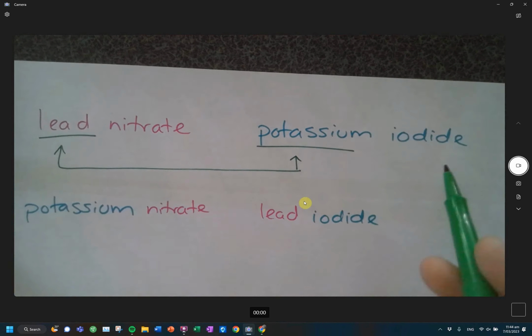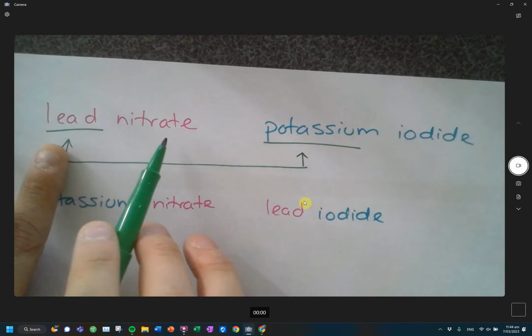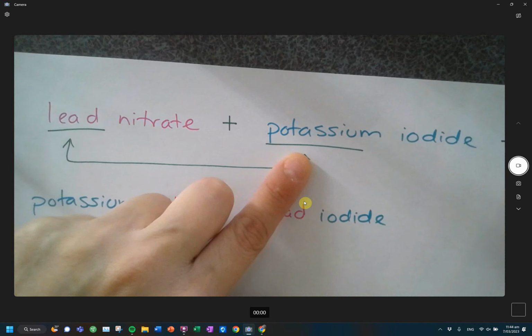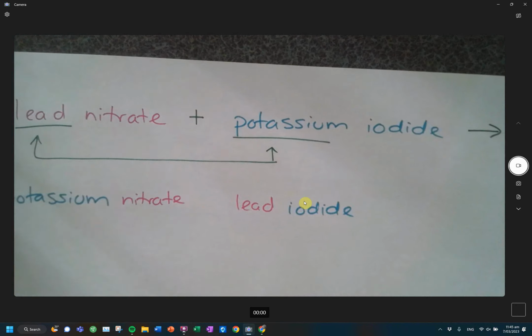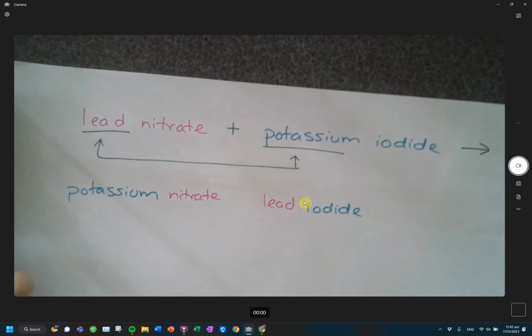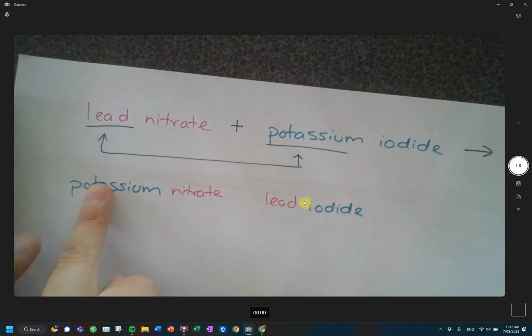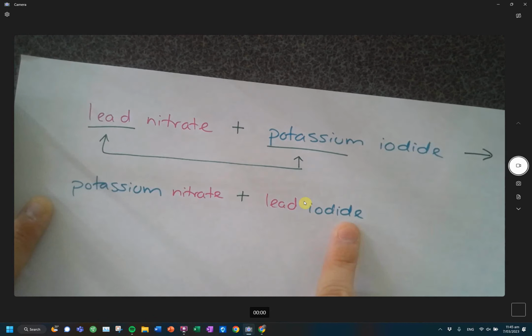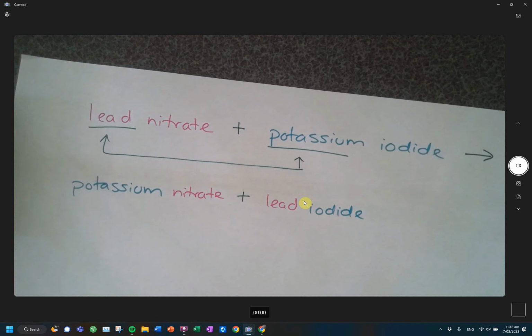Here is an example of my word equation. I've taken the lead nitrate, I added potassium iodide. I would do an arrow to show I have the next half of the equation. Now I've run out of space, but that's okay. I know from that arrow, this is the products. So I have potassium nitrate plus lead iodide. That's what you need to do if you are aiming for achieved.